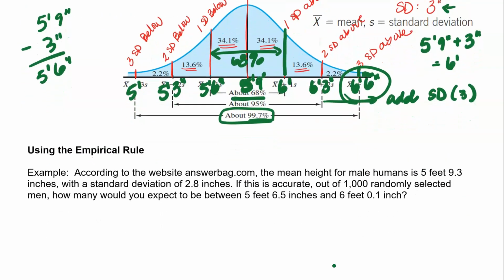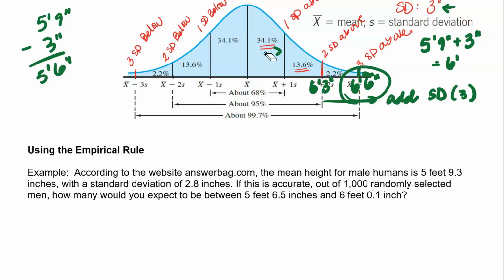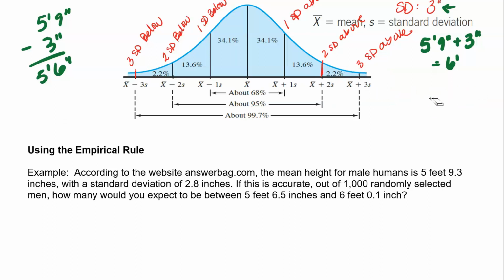So I'm going to actually erase all this so we can see. We're going to do an example with the empirical rule. Okay. And just to be clear, the empirical rule always works. You can use these percentages anytime the data is normally distributed. So if the data is bell-shaped, you can use these numbers.